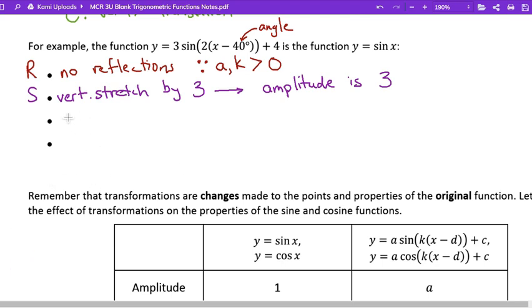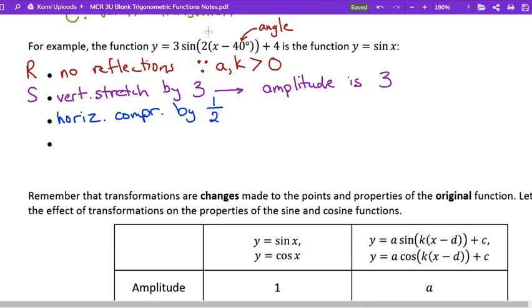Well, we have another stretch, and that's the horizontal one. Now, let's think about this. Is it going to be a horizontal stretch or a horizontal compression? Good. By what? Did you say 1.5? Just 1/2. Yeah, 1 over K, 1 over 2. Okay, so we have a horizontal compression by 1 over 2.